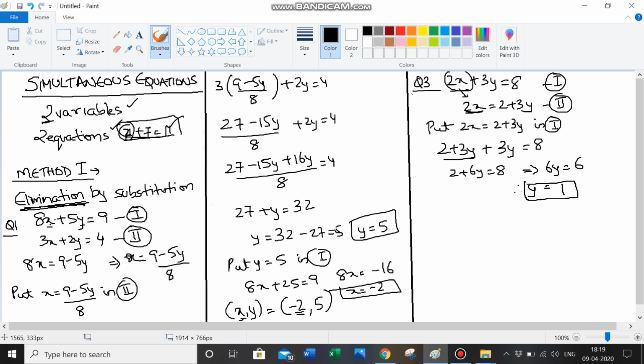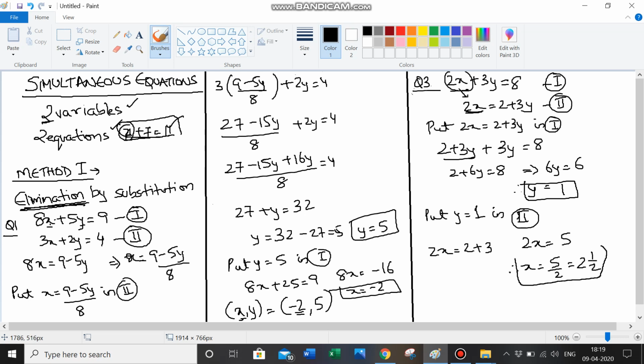I've got my answer. Now let's put y is equal to 1 in, let's say, equation 2. Am I supposed to put it in any specific equation? No, you decide whichever equation you want to put this in. So 2x is equal to 2 plus 3y, which is 3. 2x is equal to 5. Therefore, x is equal to 5 by 2 or 2.5. I've got my answer. I will write this in the set form at the end. xy is equal to 2.5 and 1.